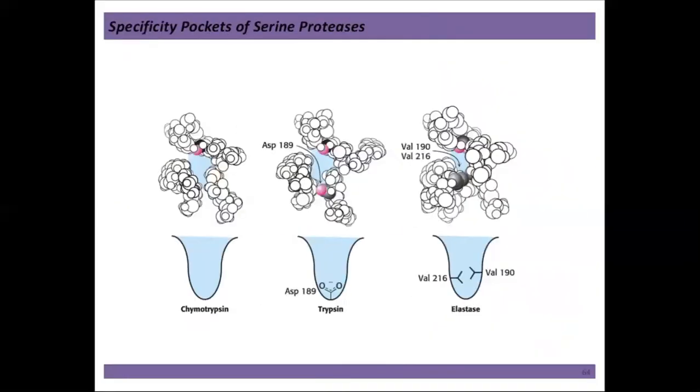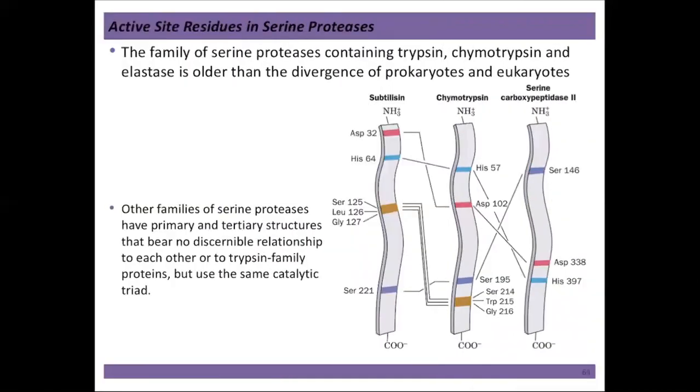Okay, here's just another picture of it. So chymotrypsin is essentially just a hydrophobic pocket that will bind large hydrophobic groups. Trypsin has the aspartic acid that will bind lysine, and elastase has bulky groups that will only allow the binding of small peptides in there.